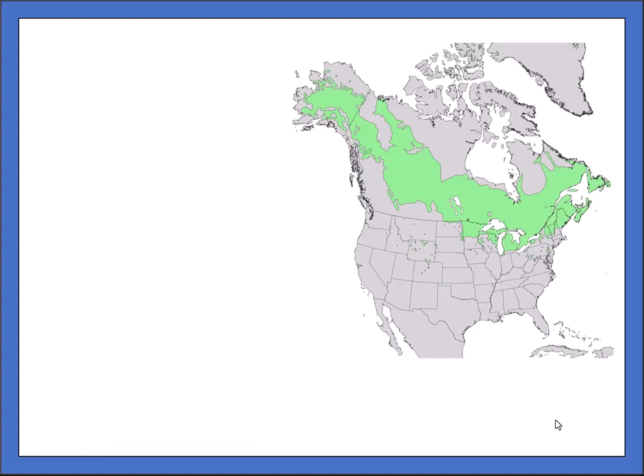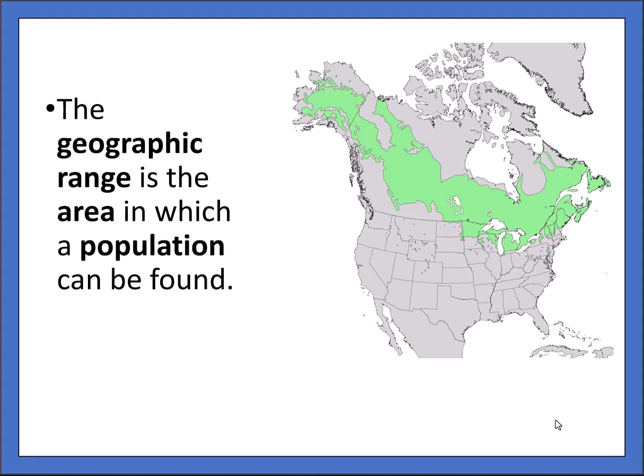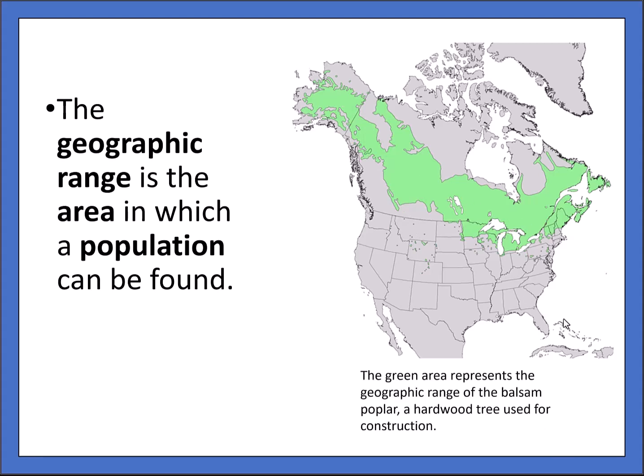First, they discuss where it can be found, and we call that the geographic range. So this is the area in which a population can be found all over the world. So this is a population of balsam poplars, trees that are used for construction. This is the range of that balsam poplar species.